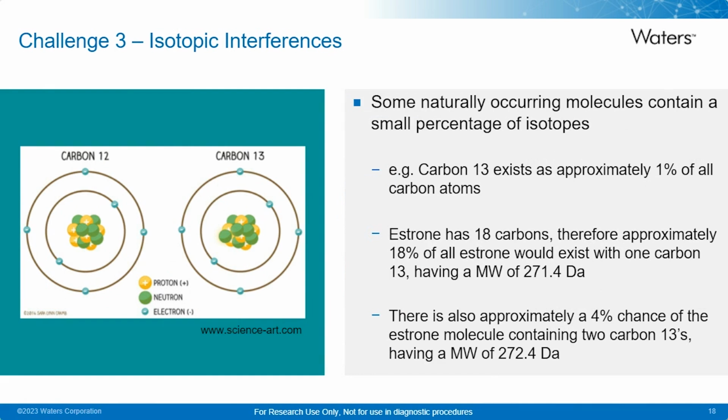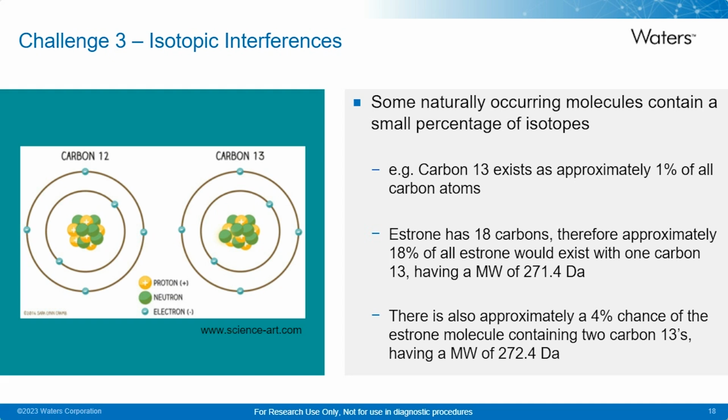And the final challenge I wanted to discuss before I come on to our solution was the isotopic interferences. So firstly, what is an isotope? Well, this is defined as two or more forms of the same element that contain an equal number of protons, but a different number of neutrons. And this will result in it having a different atomic mass, but the same chemical properties.